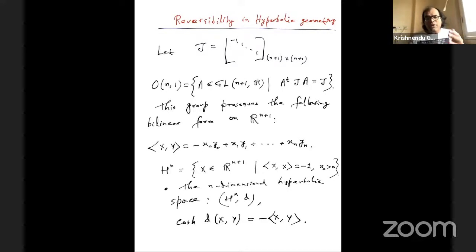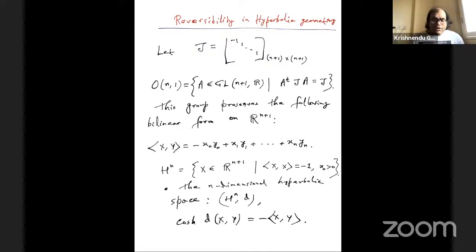Now this group preserves the (n,1) bilinear form that I have already stated. A model of the hyperbolic n-space is the conic given by vectors of length -1 under this bilinear form. That conic has two components. We choose one of the components, the component where x0 is positive, as our model for the hyperbolic n-space.